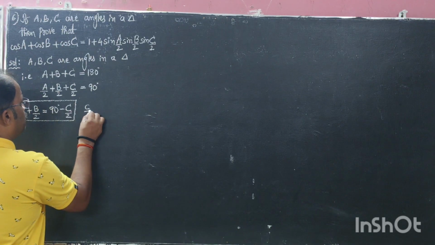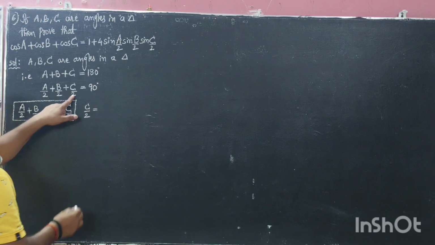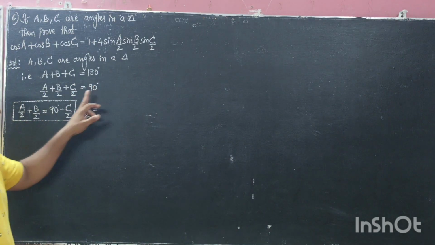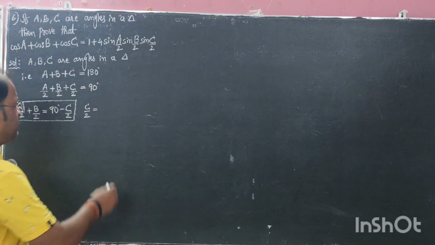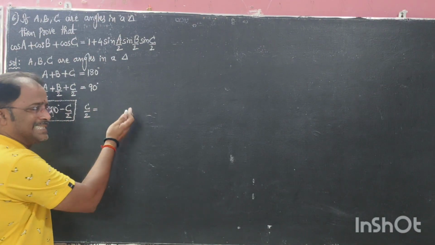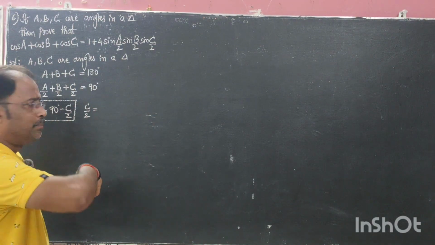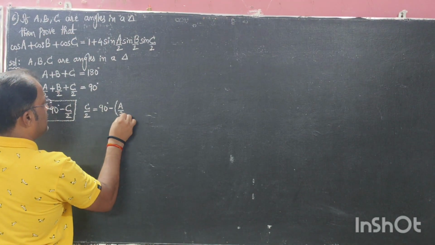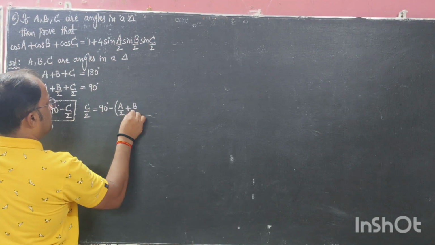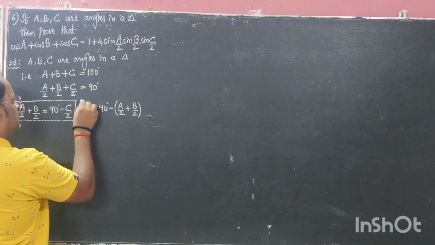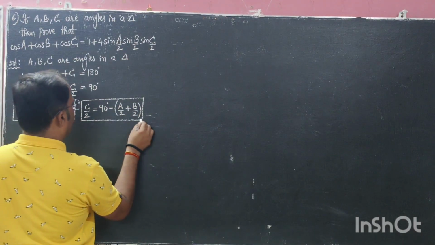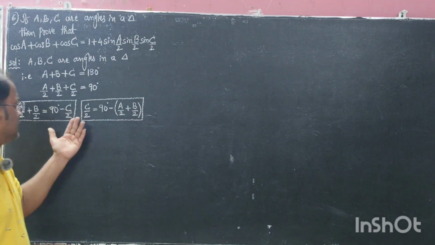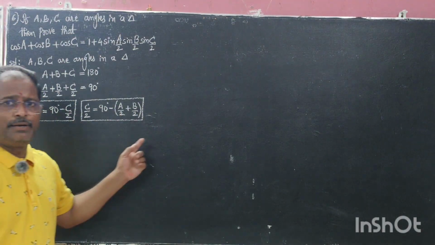Okay, so C by 2 means capital C. We need the capital C by 2 formula, means A by 2 becomes minus A by 2, plus B by 2 becomes minus B by 2, means 90 minus A by 2 minus B by 2. Minus is common, means 90 degrees minus of A by 2 plus B by 2. Clear? So these are the two formulas we have to use in the solution. We have the formula now: the value of A by 2 plus B by 2 is 90 minus C by 2, and the value of C by 2 is 90 minus of A by 2 plus B by 2.